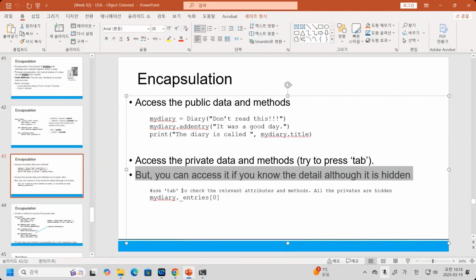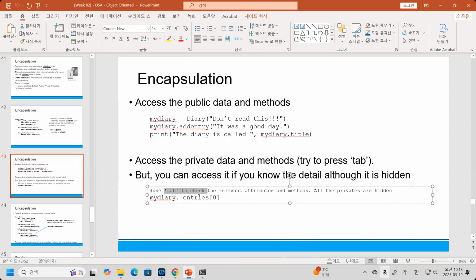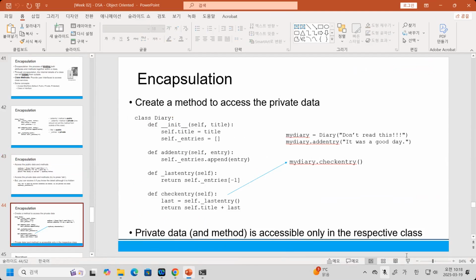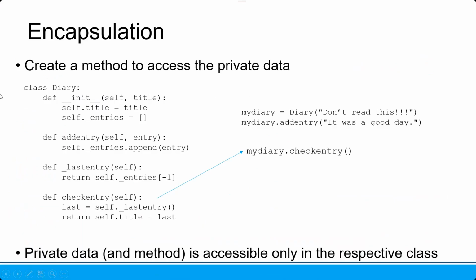So when you use the tab, it is not possible to check what are the methods and the data members in your class. But if you know it, then you can access it and read the details. So if you want to check this one, then you need to make a method so that you can see the detail of this one.